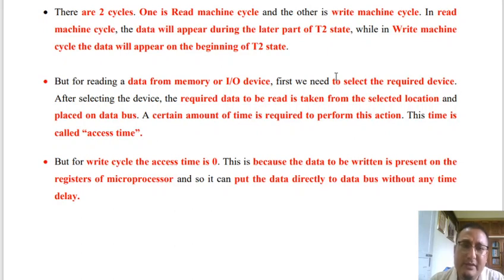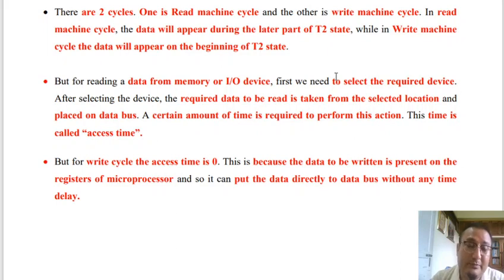After selecting the device, the required data to be read is to be taken from the selected location and placed on the data bus. So a certain amount of time is required to perform this action. Now this is called the access time. In order to locate the space from where the data is to be read, we need to spare a certain amount of time. So this is called the access time.